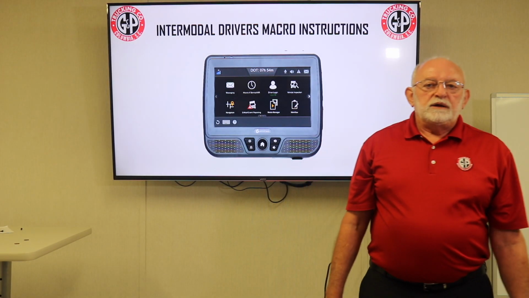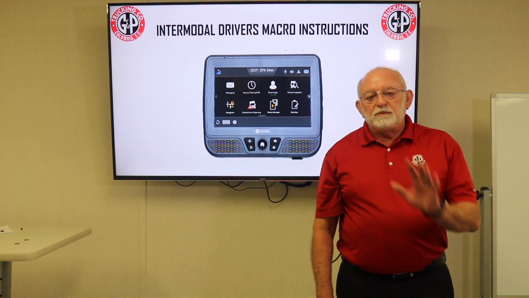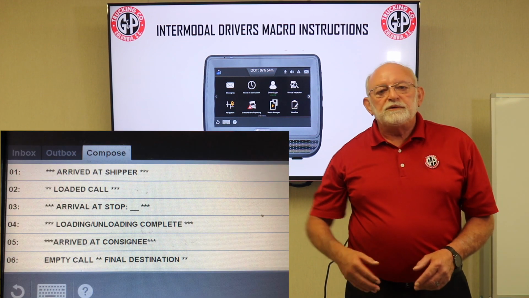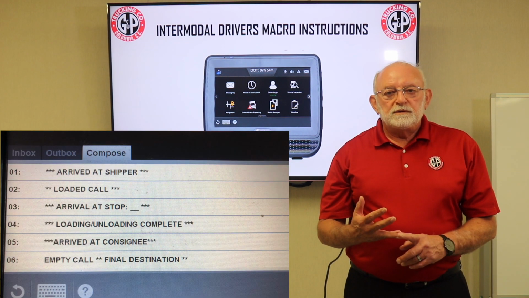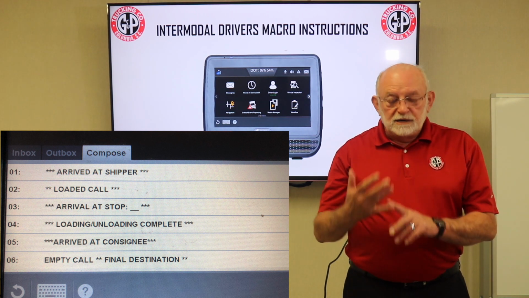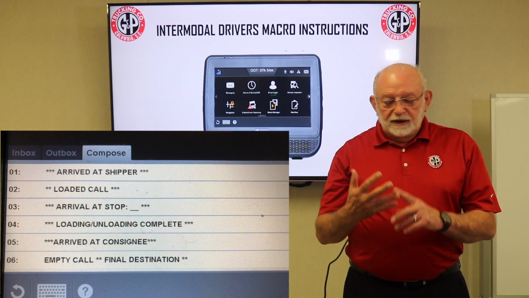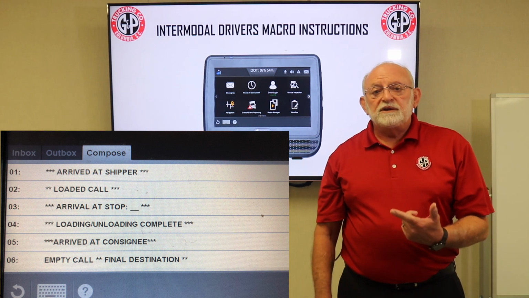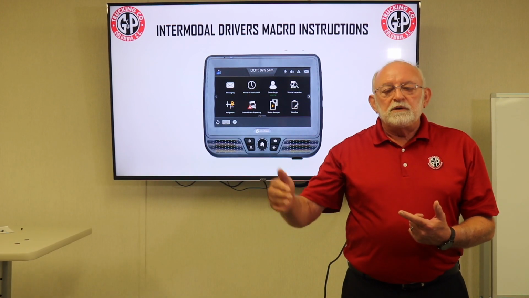And I know that sounded like an awful lot of information, and it is, but concentrate on the fact that the macros that you're going to use on a regular basis are 1 and 2, 3 and 4, 5 and 6. Anytime you send a 1, you got to send a 2. If you send a 3, you got to send a 4. If you send a 5, you got to send a 6. So you've got 3 groups.